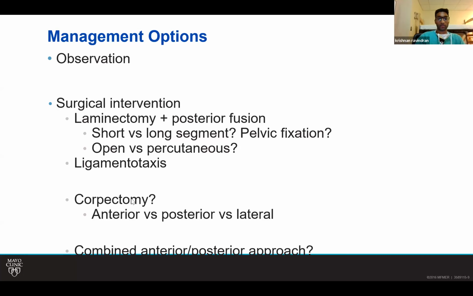And so you see here, these are some of the things we considered. So observation, of course, not appropriate for this patient. Dr. Gabriel, Dr. Vargas has a question, sir.